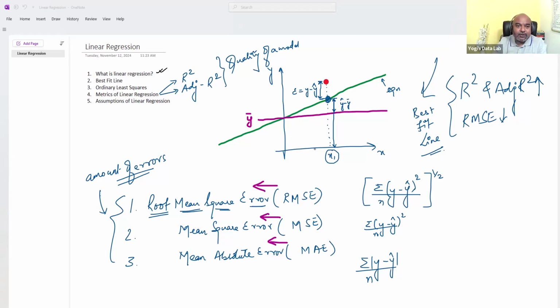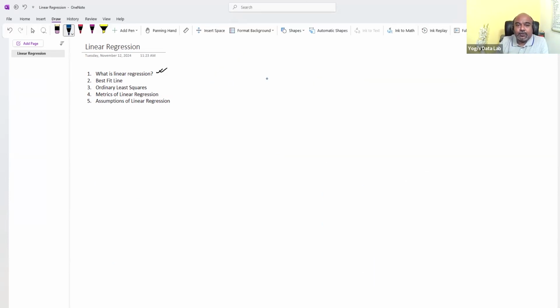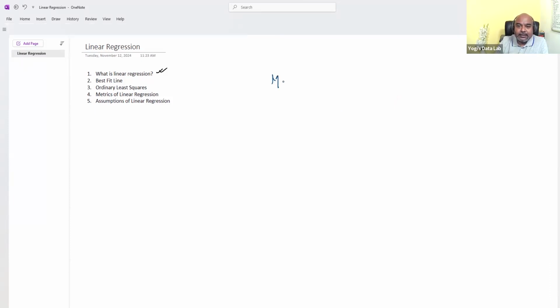Having discussed this, we'll also talk about one more concept, which is known as multicollinearity. So let's talk about multicollinearity. What exactly is multicollinearity? Multicollinearity means the correlation of independent variables which are contributing towards a target variable.